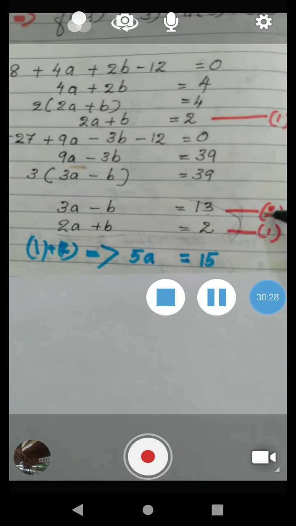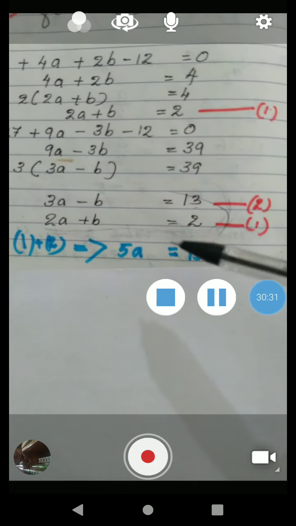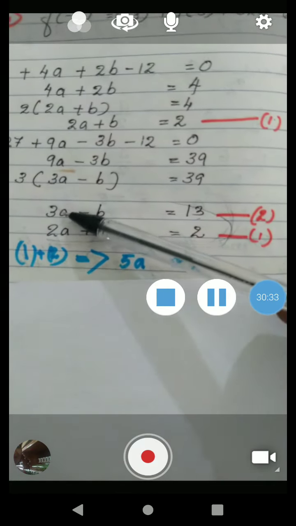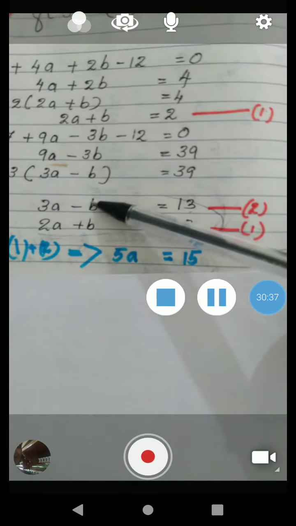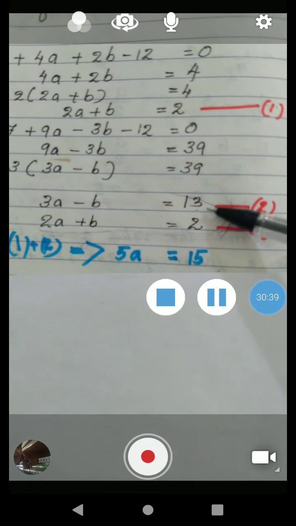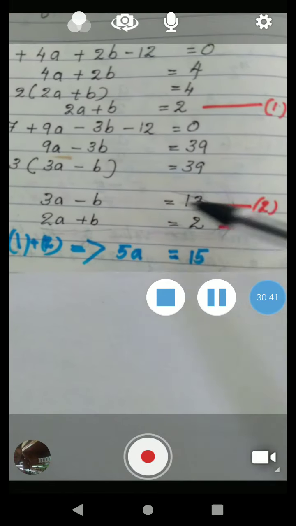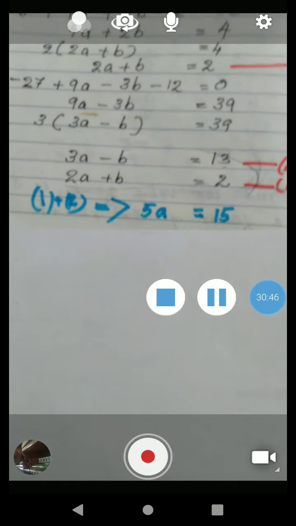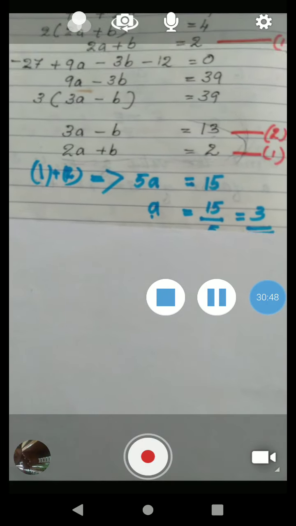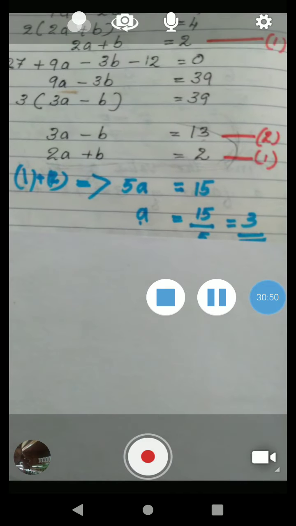Add these two equations together. 3a plus 2a, that is 5a. When you add these two, you will cancel b. 13 plus 2, 15. Therefore, 5a is equal to 15 and therefore a is equal to 3.